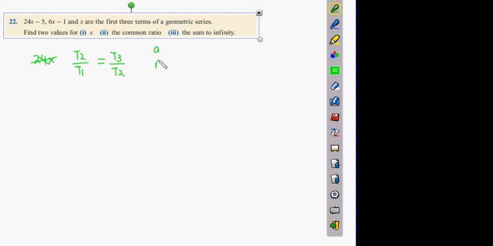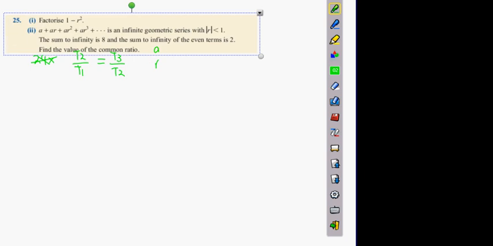Actually, we'll do another one. 25 actually looks a bit nicer. Okay guys, factorize 1 minus r squared. How do you factorize 1 minus r squared? Can we remember?